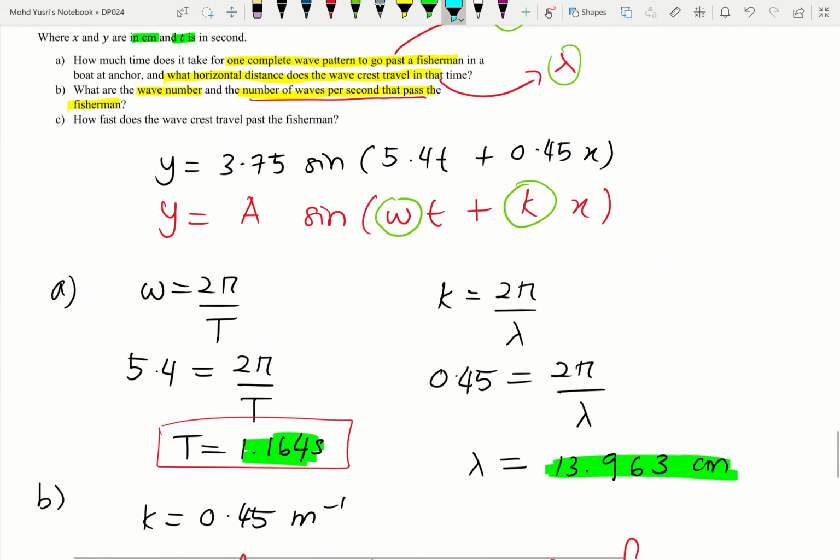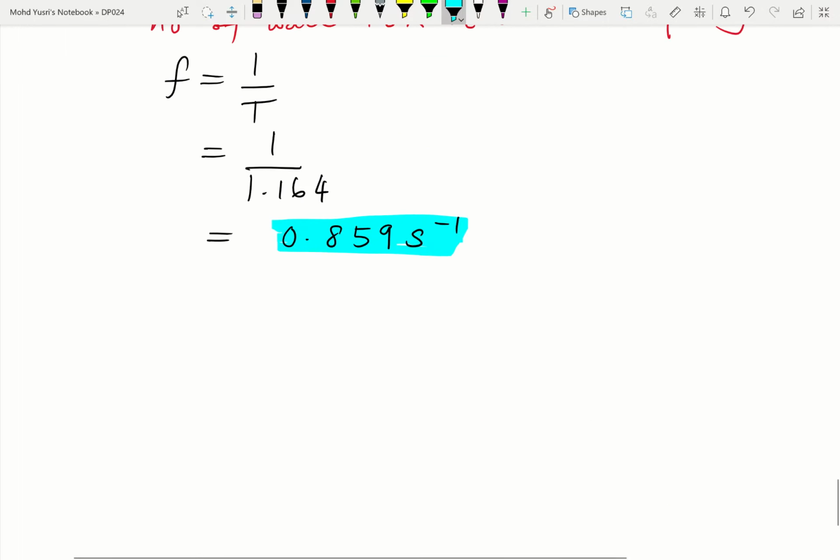Okay. So yang seterusnya, how fast does the wave crest travel past the fisherman? So when they say how fast, we know we need to find the velocity. Okay, so v is equals to lambda f. We already know that lambda is equals to 13.963. Now this is the reason why saya simpan 3 titik perpuluhan instead of 2, because saya tak nak berlaku round off error. Okay, so kalau belum lagi jawapan akhir, kita ambil lebih daripada 2 titik perpuluhan.